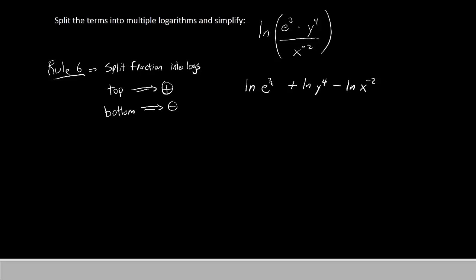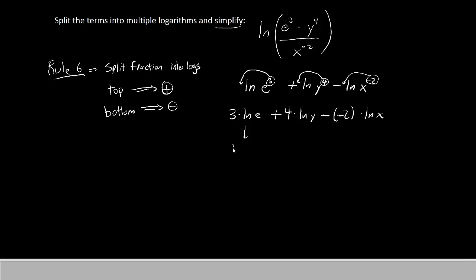Now let's reuse one of the rules we've already used and bring the constants down into the front. All of the exponents will be moved to the left side. So we'll have 3 times ln of e plus 4 times ln of y minus negative 2 times ln of x. Now we have them split up, but let's go ahead and simplify them just to finish the problem.